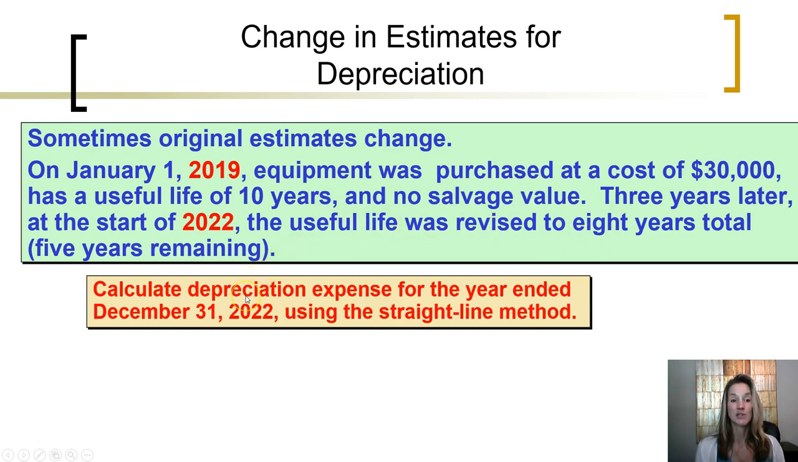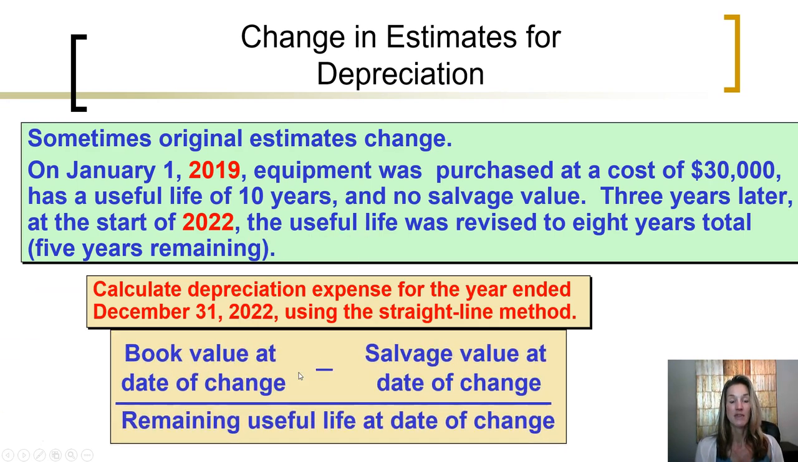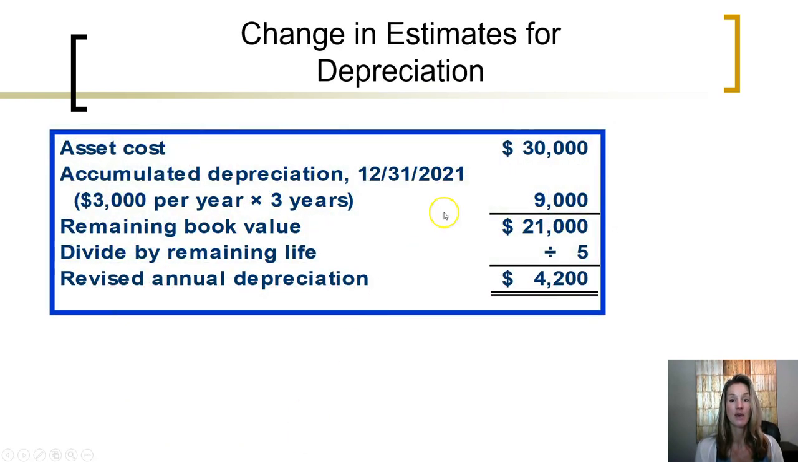What we're going to do is first calculate depreciation expense for the year ended December 31st, 2022 using the straight line method. That would be taking the book value at the date of the change minus the salvage value at the date of the change and dividing by the remaining useful life at the date of the change. The asset's cost was $30,000. At the time of the change in estimate, accumulated depreciation, $3,000 per year, was $9,000. Thus, the book value at the date of the change in estimate, $21,000.